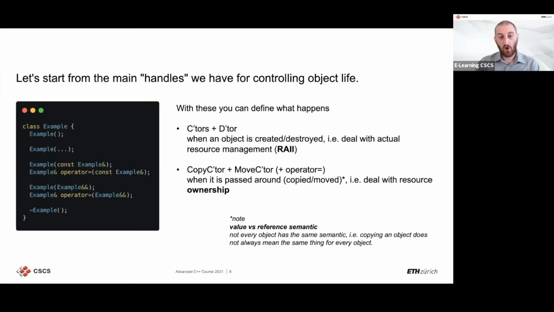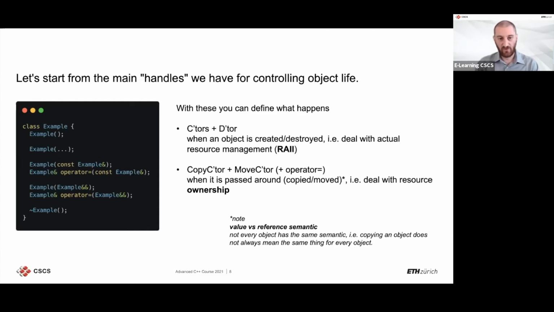Then we have also copy and move constructors with related assignment operators. And they define what happens when the object is, let's say, passed around. With copy, it is a bit tricky because it may have a different meaning from object to object. I put a note down there because an object may have a value semantic or reference semantic.